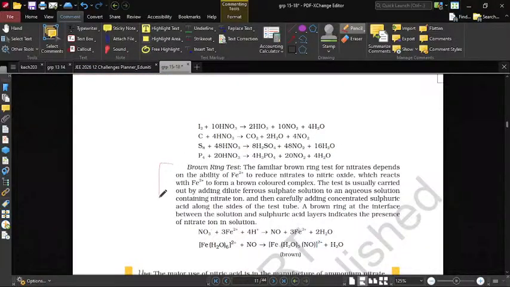Brown ring test. इसमें पढ़ने लायक तो ऐसे है नहीं कुछ, बस एक कॉम्प्लेक्स का फॉर्मूला काम आता है, पढ़ लेता हूँ, लेकिन एक बार ये पढ़ रहा हूँ सब कुछ तो। The familiar brown ring test for nitrates depends on the ability of Fe2+ to reduce nitrates to nitric oxide, which reacts with Fe2+ to form a brown colored complex.